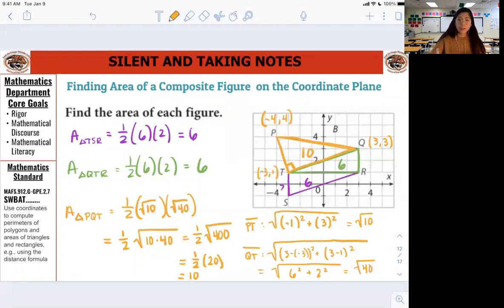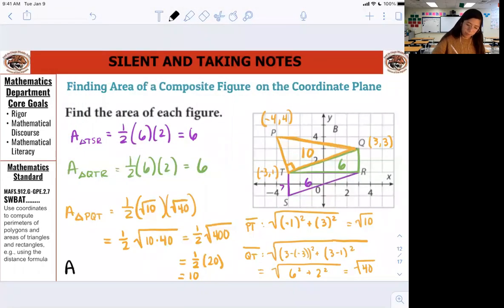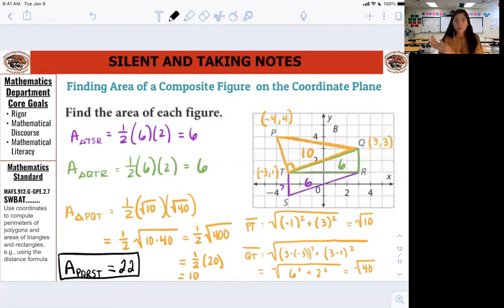Well, that's not the final answer because now I have to add everything up and get my final area of PQRST. So 10 plus 6 plus 6, 22. There we go. So 2 of these were easy triangles, but that last one we did have to use the distance formula in order to get our area. How we feel? Do we have any questions?